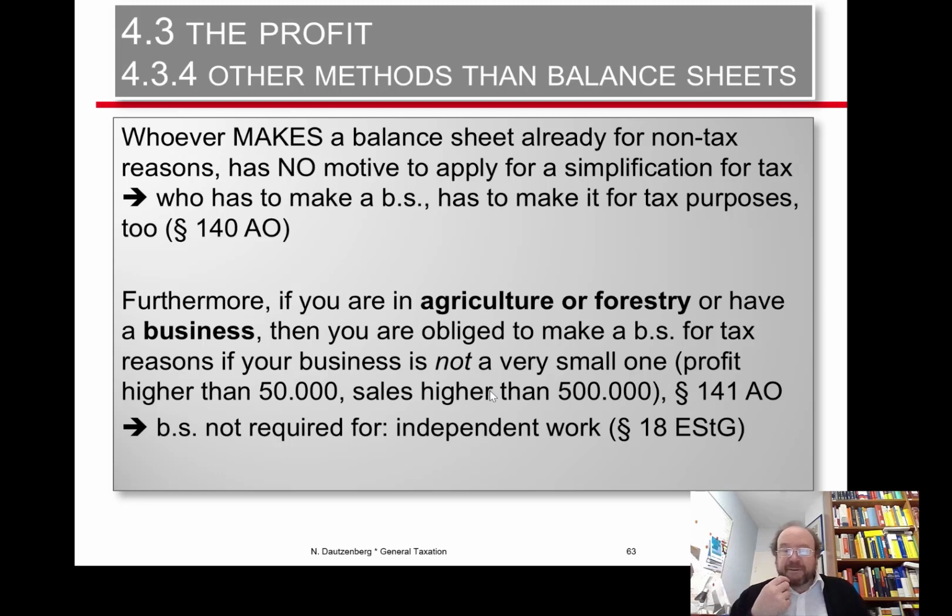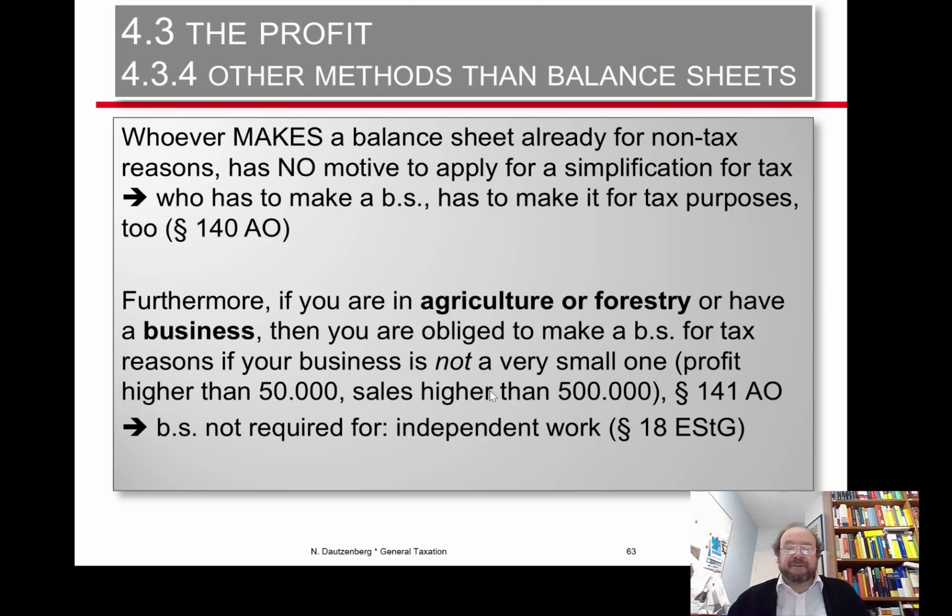Also in agriculture and forestry or in a genuine business, you are obliged to make a balance sheet for tax purposes if your business is not very small. The limits here have been adjusted in the meantime. I think at the moment the limits have been increased. Look it up in 141 AO, and at the time when you in 1 or 2 years see that video on YouTube again, and probably inflation has hit again, so look it up.